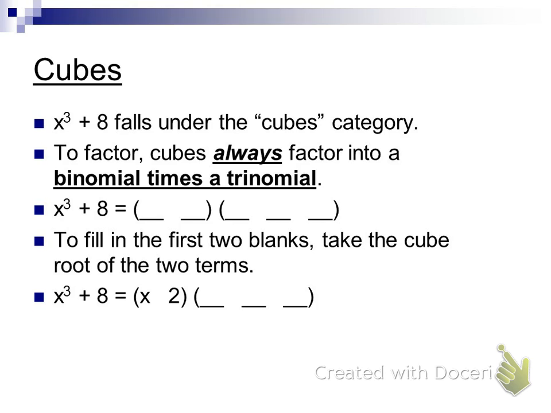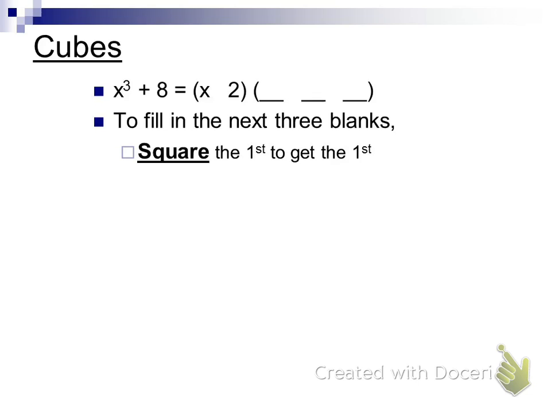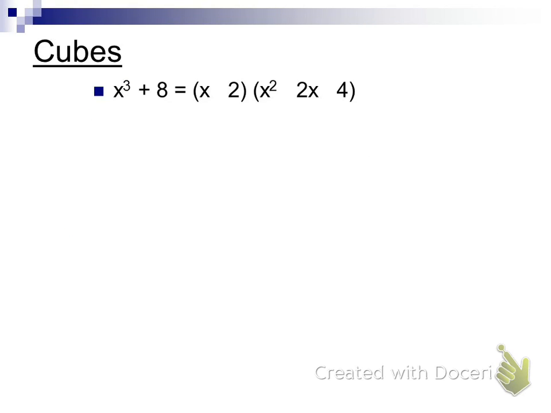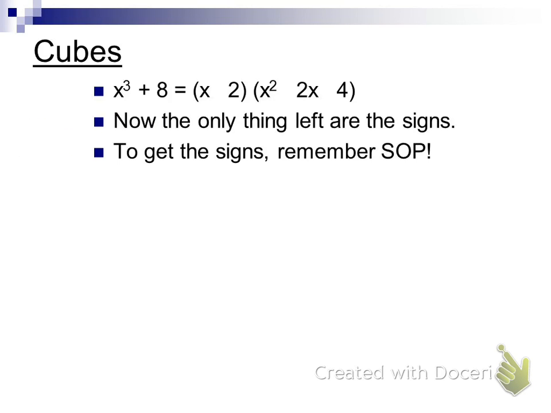So the first 2 blanks are the cube roots. The next 3 blanks, we're going to square the first, multiply, and square the last. What do we get when we square x? x squared. What do we get when we multiply x by 2? 2x. What do we get when we square 2? 4. So that's what goes in those 3 blanks. We've done this before. We did it day 2 or 3 of class on the sideboard. I showed you guys how to do this. So square, multiply, square. Now what's missing? The signs. For the signs, we're going to do SOP.